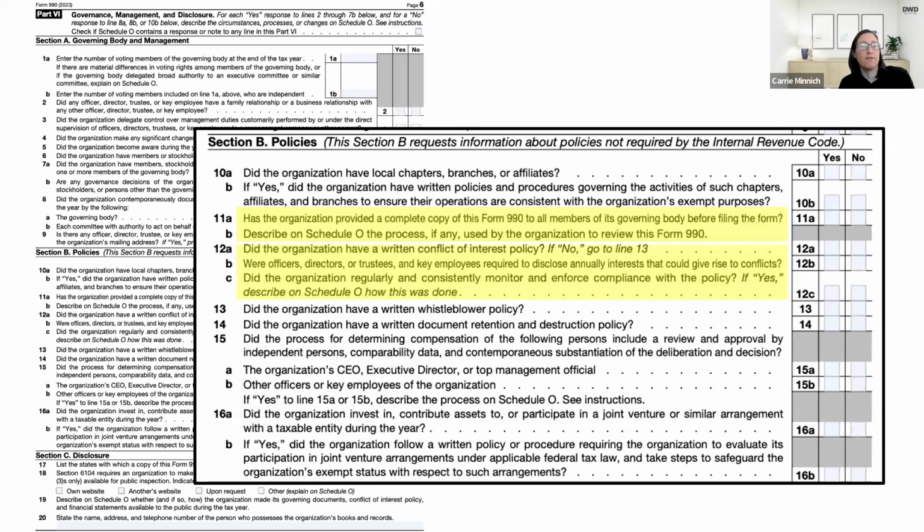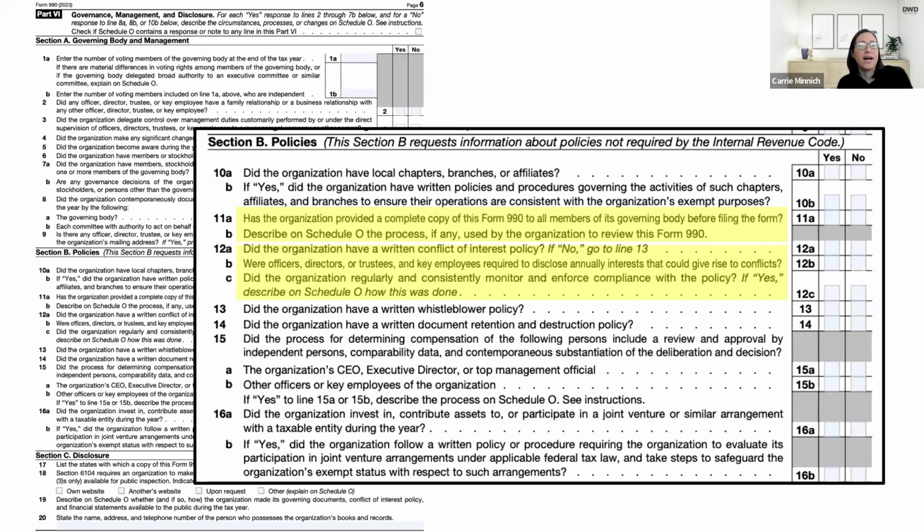Does the organization have a written conflict of interest policy? So if you do not have one of these in place, I would highly recommend that you put one in place. It goes on to ask whether the board and key employees have to annually disclose that. So is the form filed or signed by these individuals annually? If it is not, I would highly recommend that you start doing that.